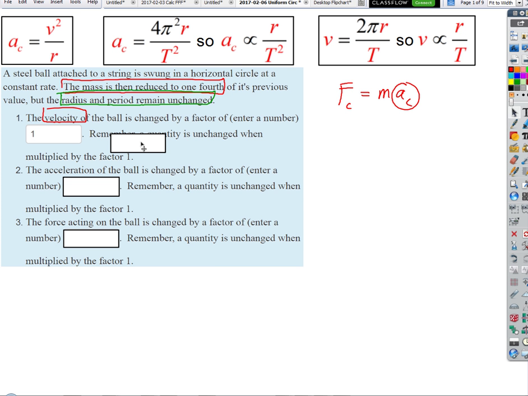See what I'm saying? Here we've got a relationship between velocity and radius and period. Well, if none of those things are changing, then this won't either. But beyond that, m doesn't even show up in any of these things. So the mass is going to have nothing to do with velocity. Okay? Make sense? Here's kind of the trick I want to show you.